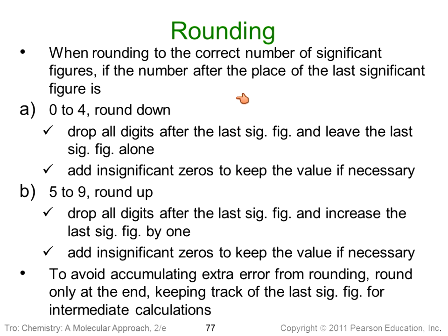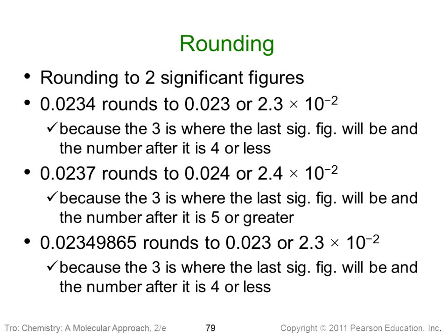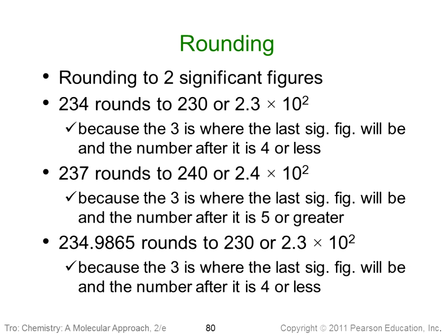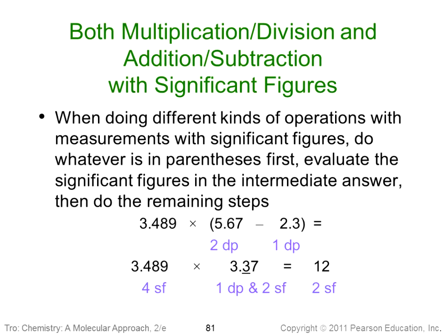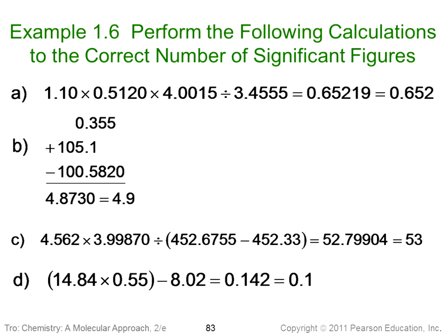Okay, so here's our rounding rules that we've gone over. You can read over those. Some more rounding. And some more. Okay, what happens if you're multiplying, doing all these things in tandem with each other? Well, do what's in parentheses first, get that number, and then do the multiplication. And here's some examples.